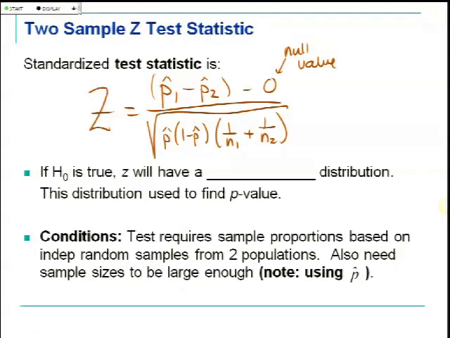And that formula is on your yellow card, including the P hat formula. But once you get it to a Z, what do you think of when you think of a Z? If H-naught's true, what kind of model will this new test statistic have? Well, it's a Z, so it's going to have a standard normal, or normal 0, 1.